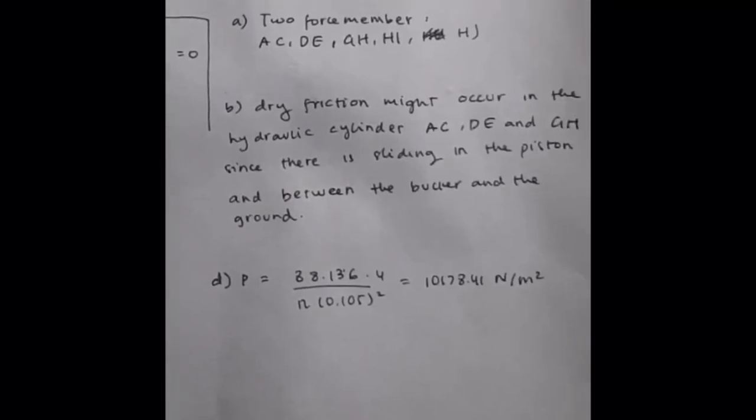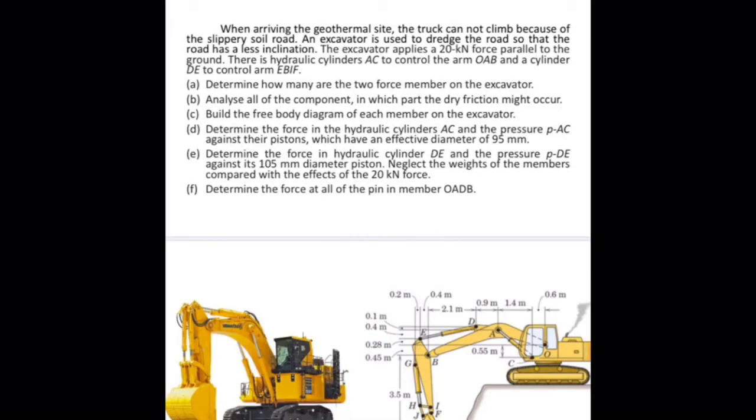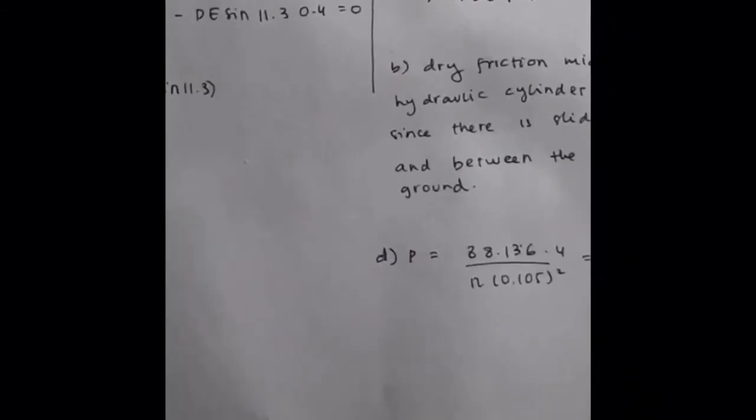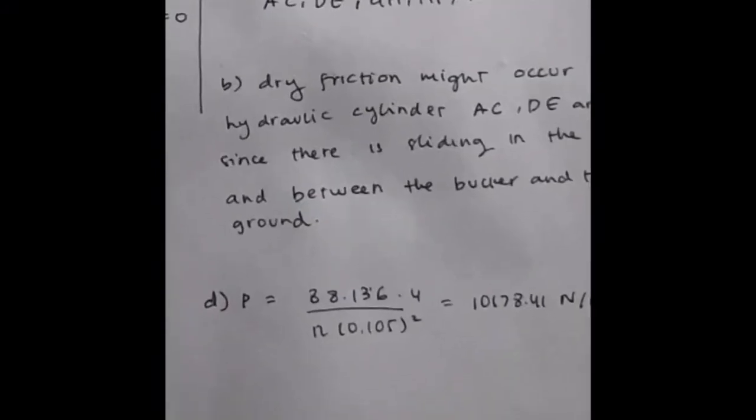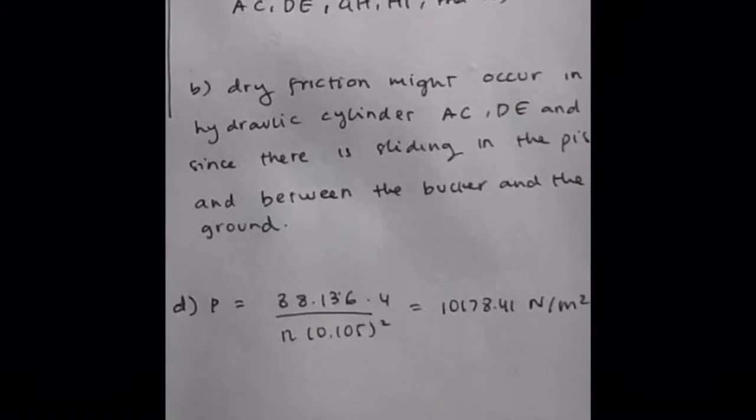And then we should calculate the pressure of the DA. Pressure will be F per A, which is 88.136 times 4 per pi times 0.105 times 0.105. It will be 10,678.41 Newton per square meter. Thank you.